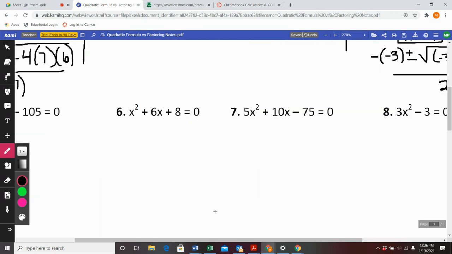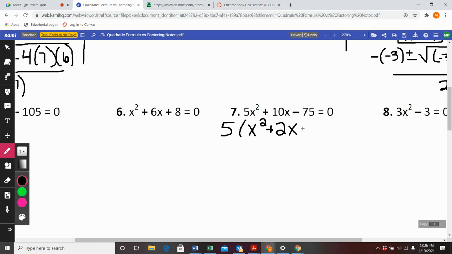What about number 7? 5, 10, and 75 all have a common multiple of 5. Okay? So that's the first thing we're going to have to do, we're going to have to GCF a 5 out. So when I GCF a 5 out, I get x squared. 5 times what gives you 10? 5. No, 2. I see what you were going there. Because 5 plus 5, yeah. It's fine. I do that all the time.